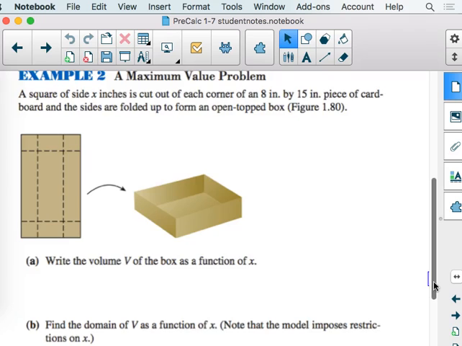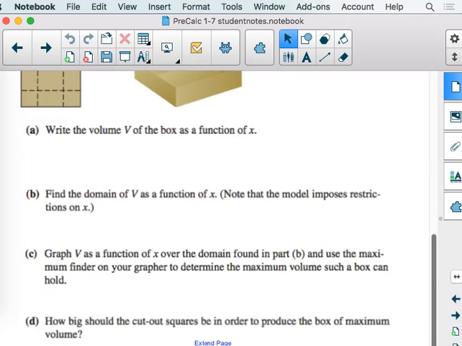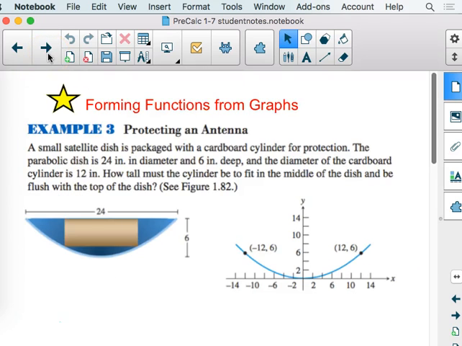So now, what are we going to do? Well, we've got to move on to talking about graphs. I mean, what if you have a graph and you want to figure out a function that will represent what's going on with that graph? Well, the first thing you want to do is recognize it, hopefully as one of our 12 basic functions. And this one says we're going to protect an antenna.